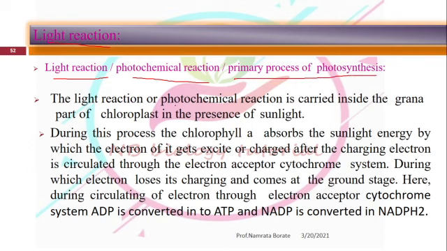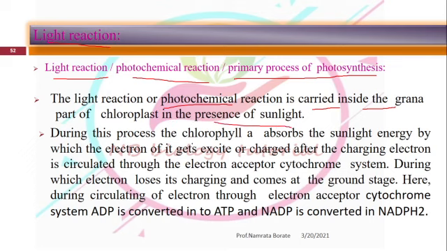The light reaction, or the photochemical reaction, is carried out inside the grana. I think all of you remember where the grana are present. The individual member is called the granum. The granum contains the thylakoids. Thylakoid contains the quantosomes, and these quantosomes contain the photosynthetic pigment. That is, inside the grana part of the chloroplast, in the presence of sunlight, this light reaction is carried out.